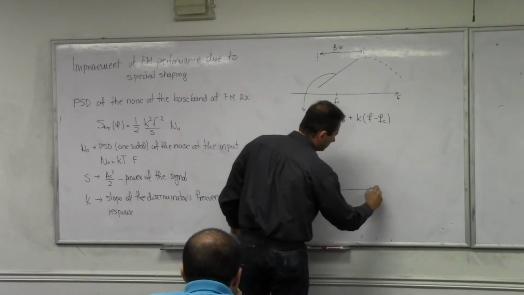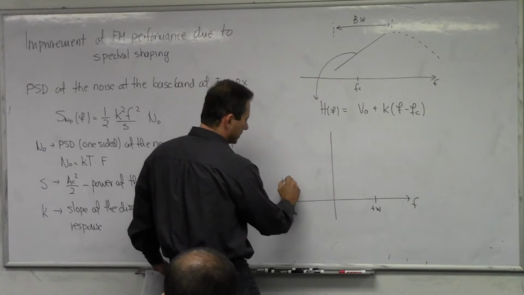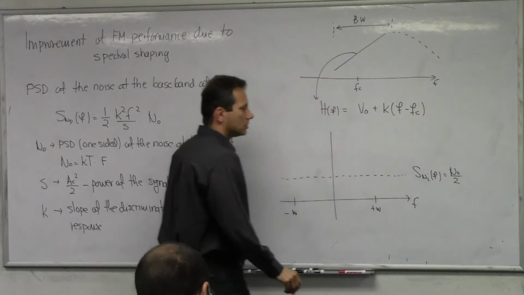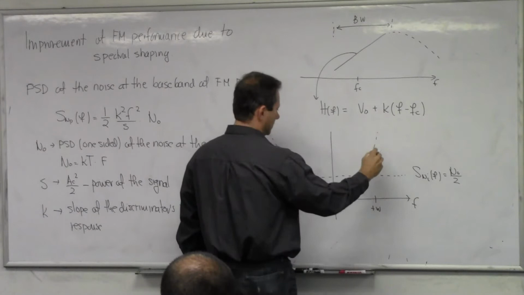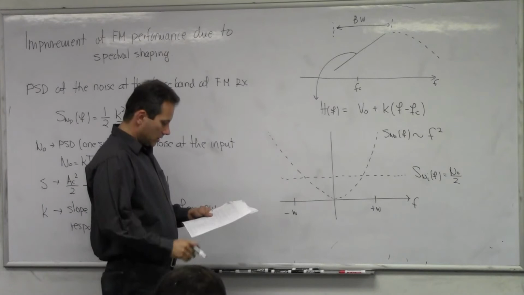This is the frequency axis. Your signal exists from minus W to plus W. Your input power spectral density looks somewhat like this. So this is your S_n input of f, and this is equal to N0 over 2. So that's the power spectral density of the noise at the input. But the output now looks like this. All right, so this is S_n output of f. It is proportional to f squared, okay? So that's the power spectral density of your noise at the output.